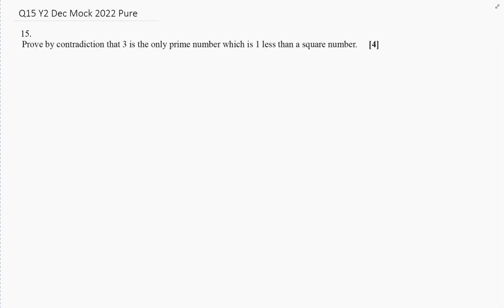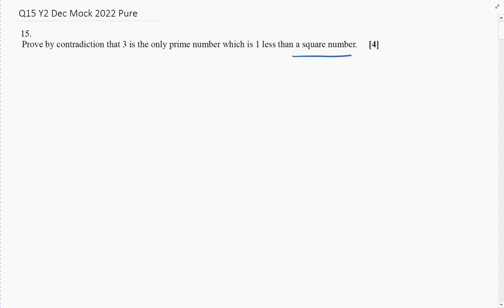All right, question 15. Proof by contradiction. With some of these proofs, it's often worth just taking a look at it and looking at some examples just to make sure you know what's going on here. So he's talking about square numbers, one less than square numbers, whether they're prime or not.